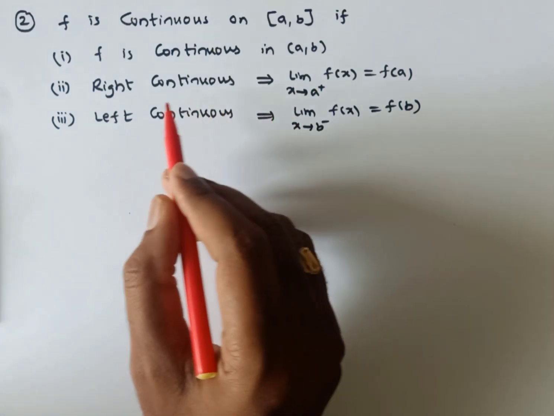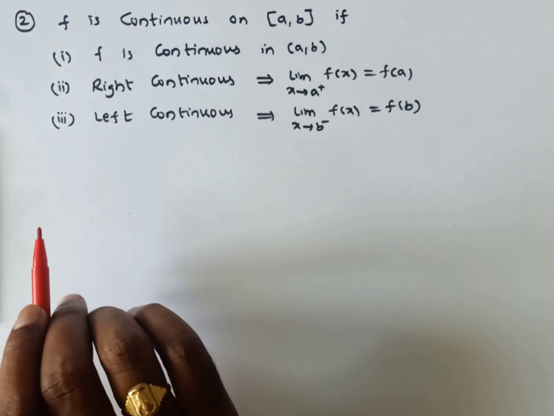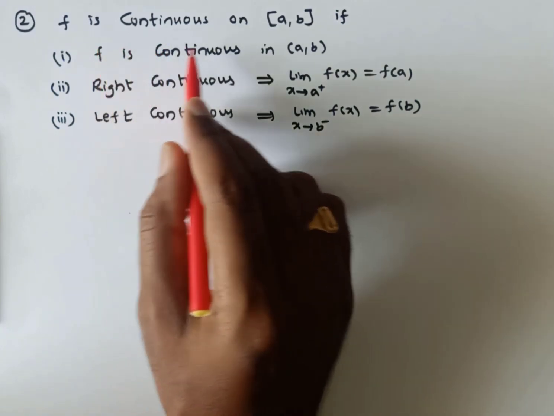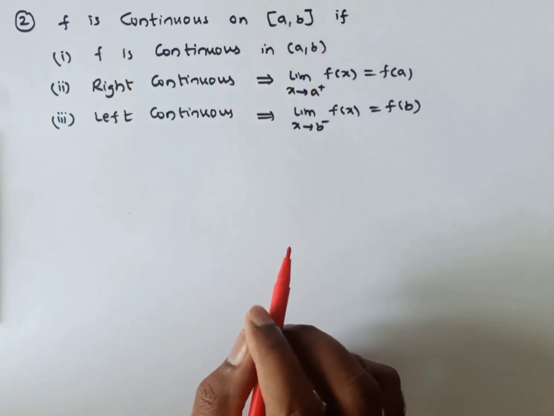So if the function satisfies all these three conditions, then we say that the function f is continuous on the closed interval a comma b.